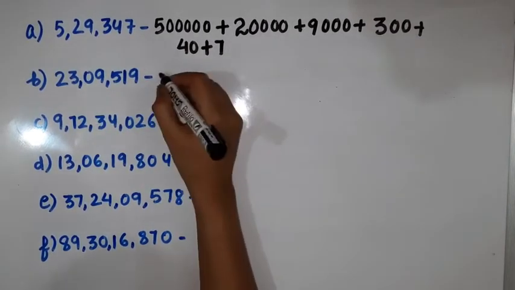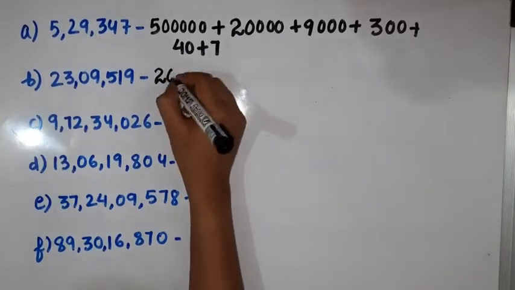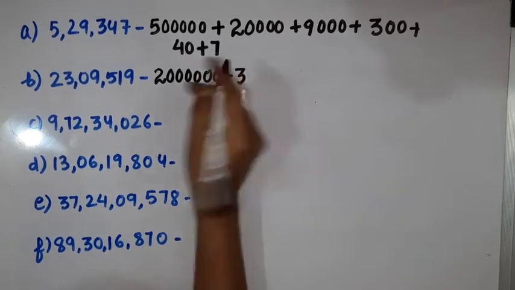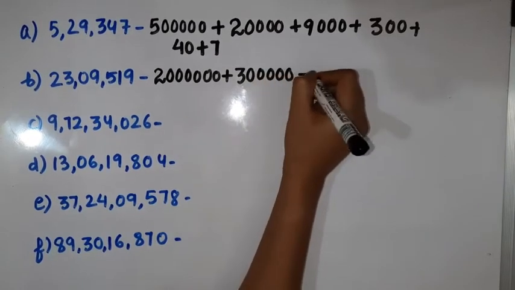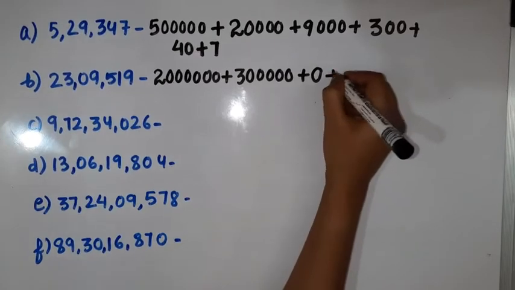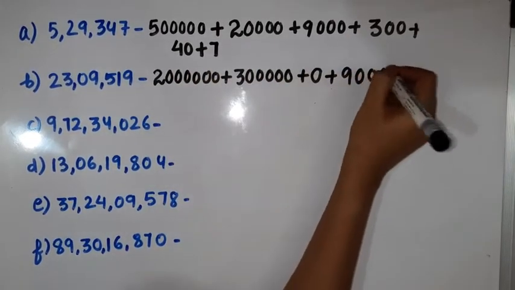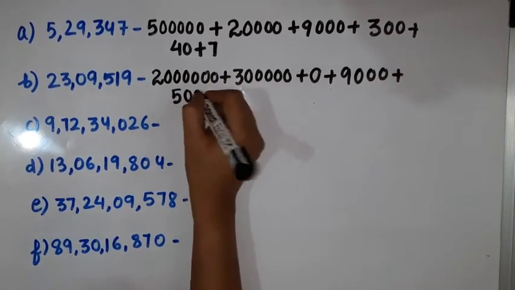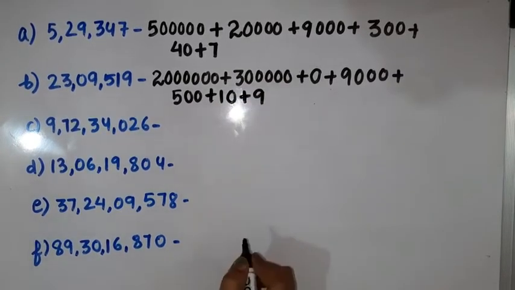Here first we'll write 2. After 2 we have 6 digits. So 1, 2, 3, 4, 5, 6. Then 3. After 3 we have 5 digits. 1, 2, 3, 4, 5. Plus 0 is written as it is. No need of adding zeros. Plus after 9 we have 3 digits. 1, 2, 3. Plus after 5 we have 2 digits. After 1 we have 1 digit, and after that 9.